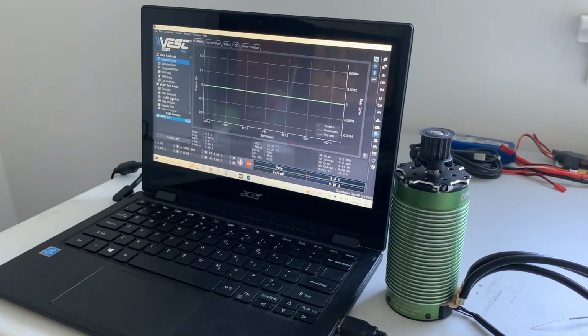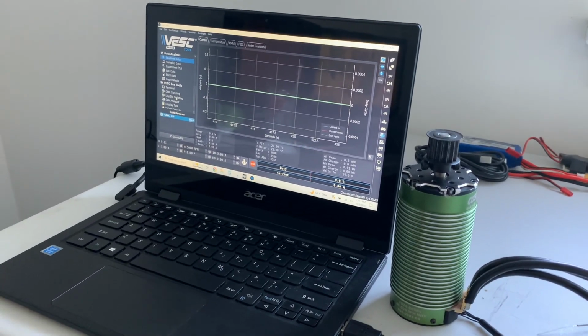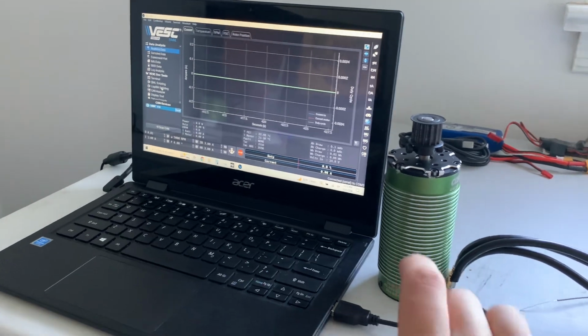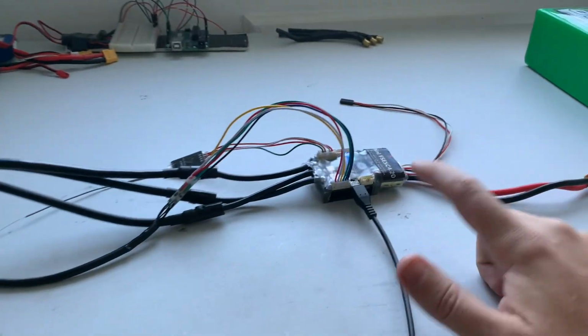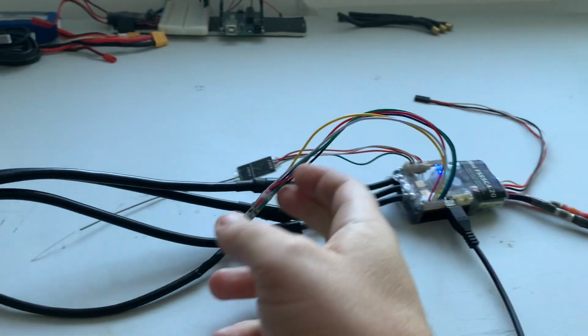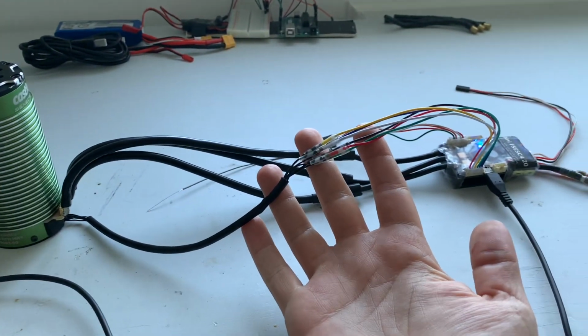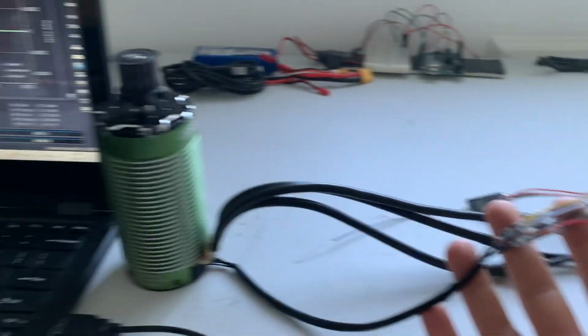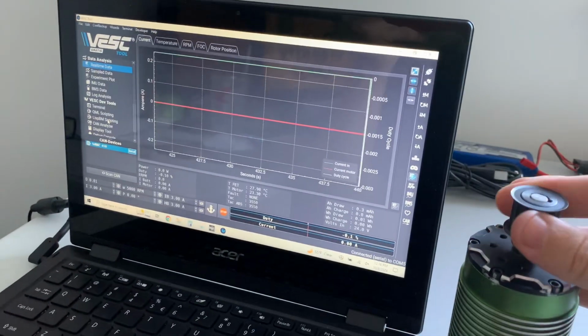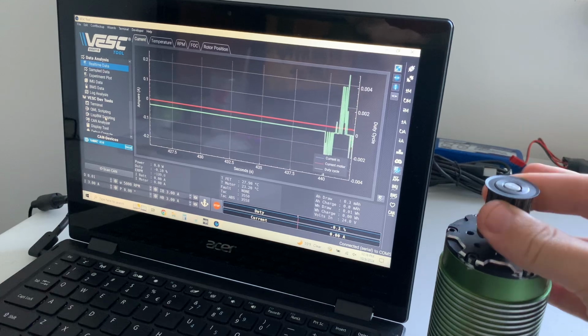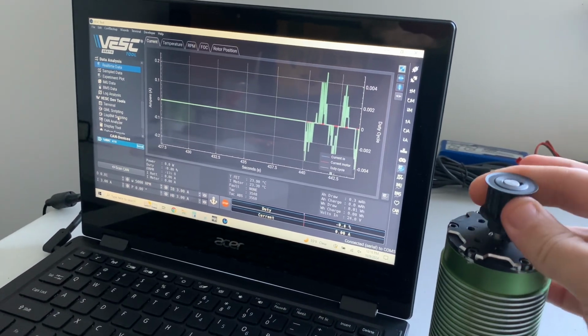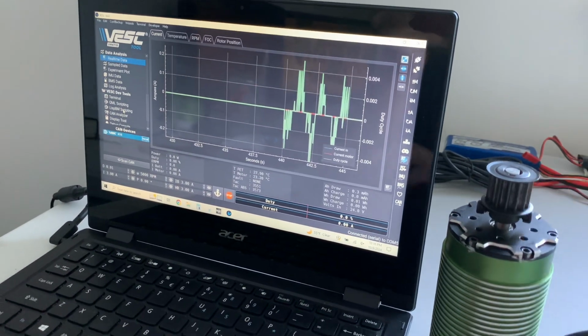This is a quick video showing the VESC motion control launch code that I have written on the VESC here. I have a Castle motor with Hall sensors hooked up to the VESC, so I get very fine, slow speed rotor position feedback.